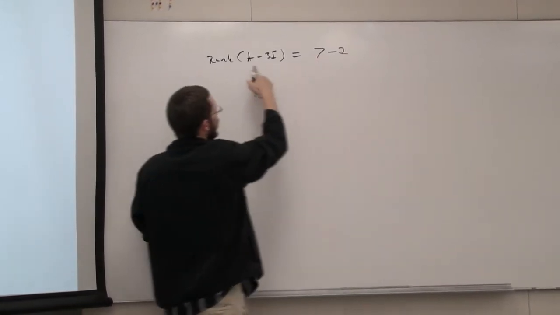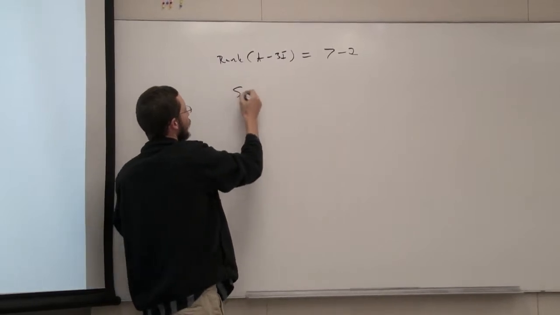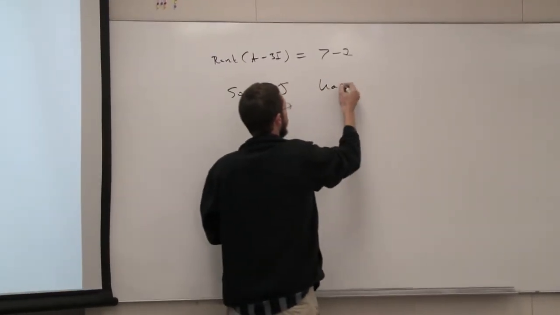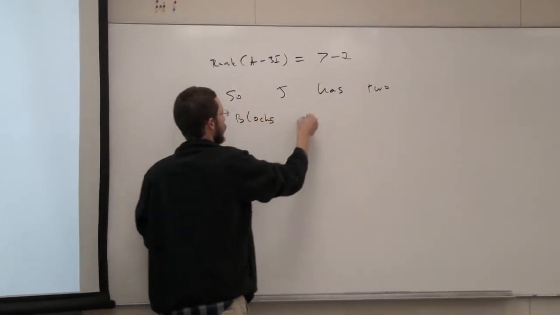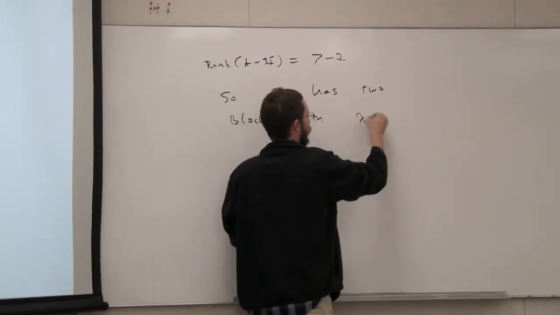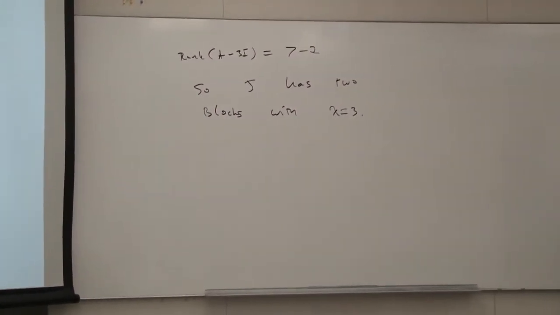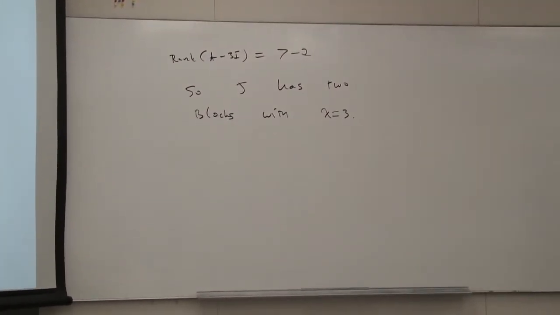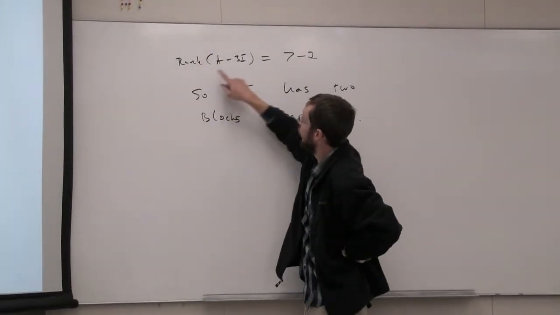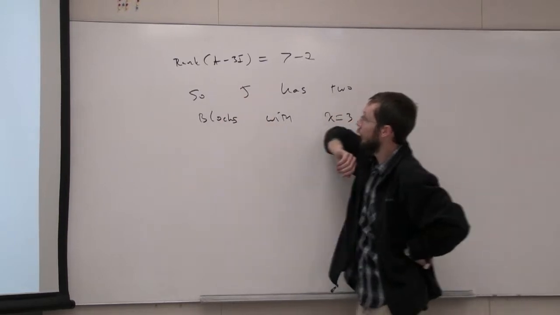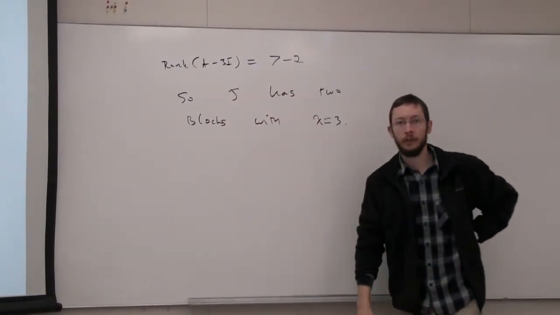that tells us that the Jordan form has 2 Jordan blocks with eigenvalue 3. Okay. So that's the first way that we've used this rank as a probe to determine the structure of the Jordan form, is that it tells us that we have 2 Jordan blocks with eigenvalue 3.